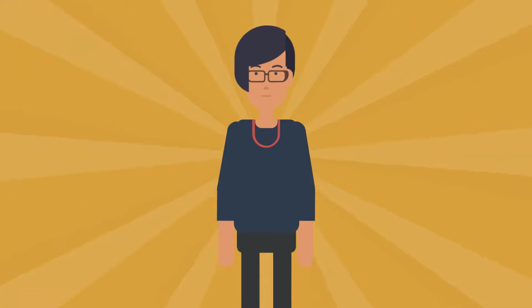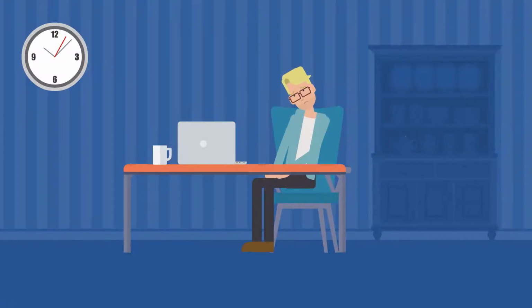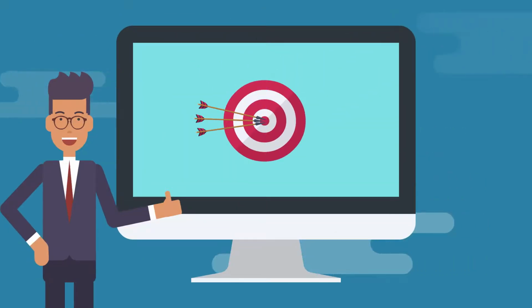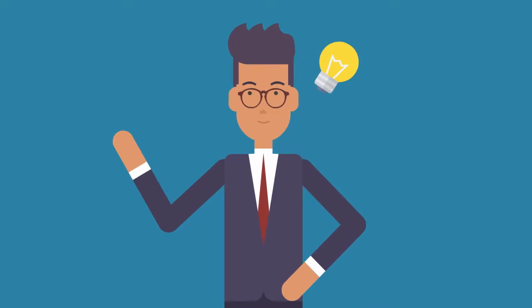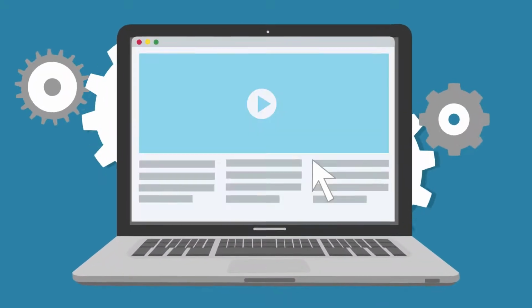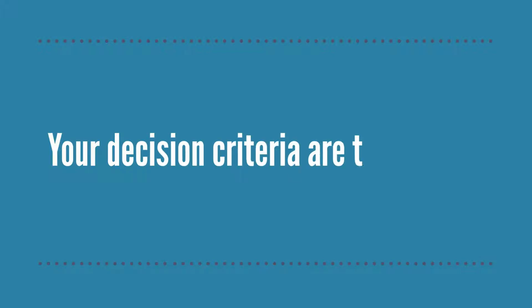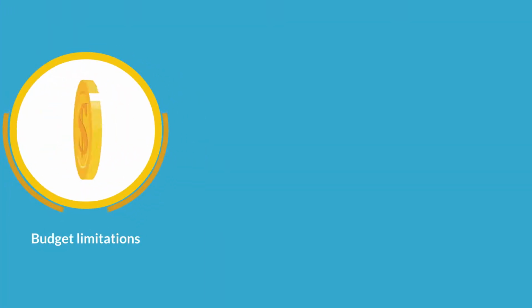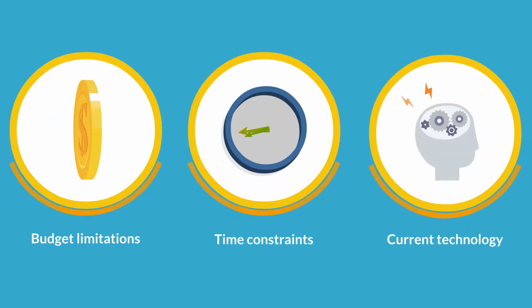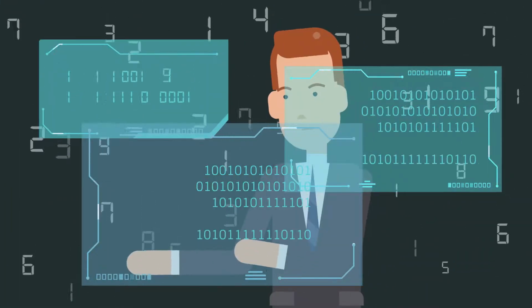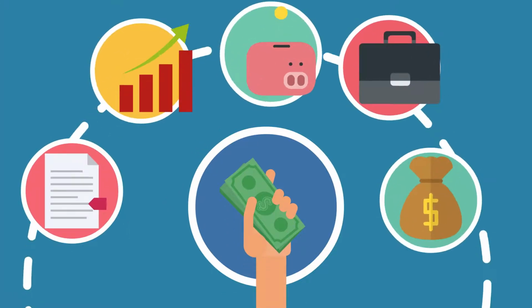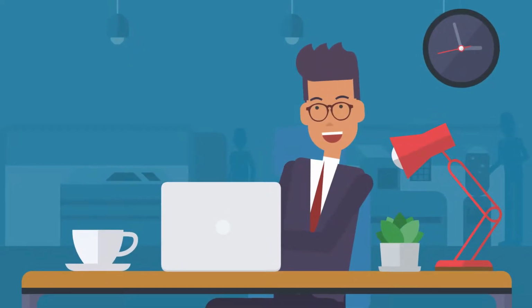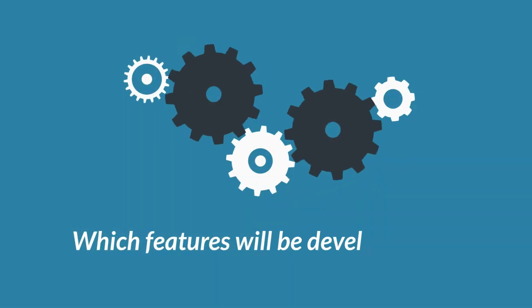Of course, it's not always possible to solve every problem your end user has, especially in the first iteration of your product. So after you've made your list, you'll want to identify your decision criteria to narrow that list down when it comes to product development. Your decision criteria are the factors that will impact your final decisions. For example, are there budget limitations, time constraints, current technology that needs to be updated or developed first, or systems or personnel that may be impacted? Make a list of all these factors so you can decide what problems your product will specialize in solving and which features will be developed first.